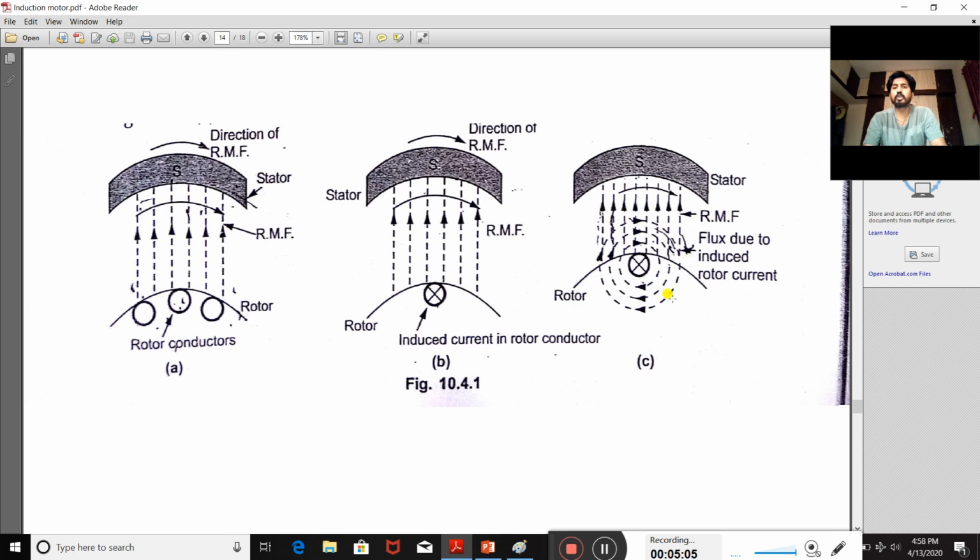It is circular in nature. On this side, the rotor flux and the RMF are both in the same direction, hence both fluxes add to each other. But here, that same rotor flux is in the downward direction, while the RMF is in the upward direction. So both are opposing each other, hence the fluxes cancel each other.